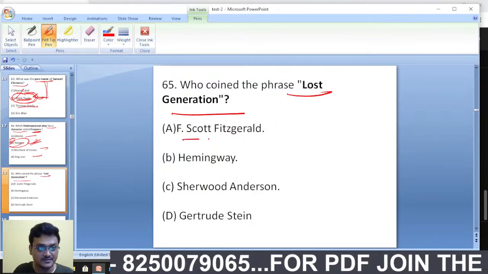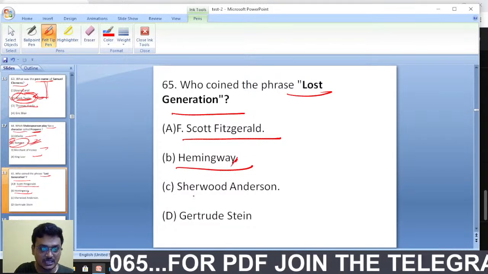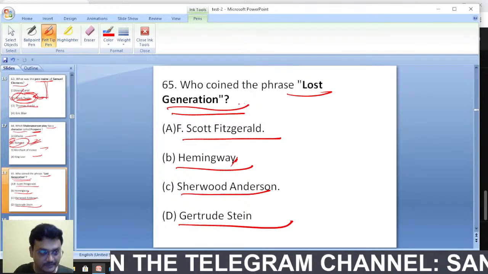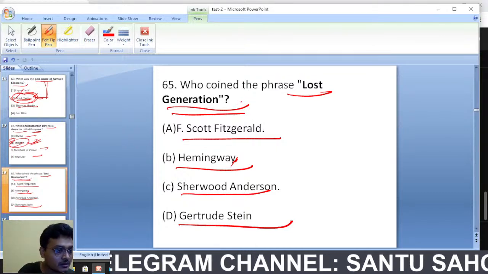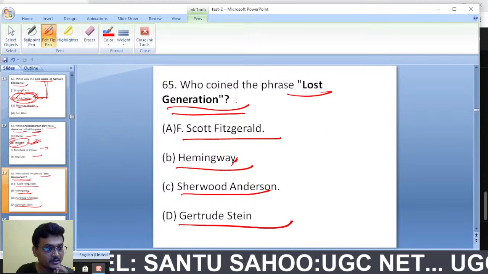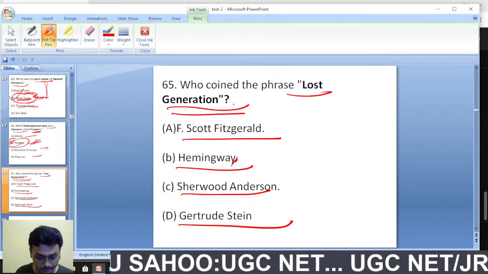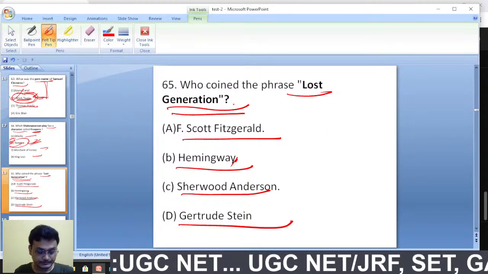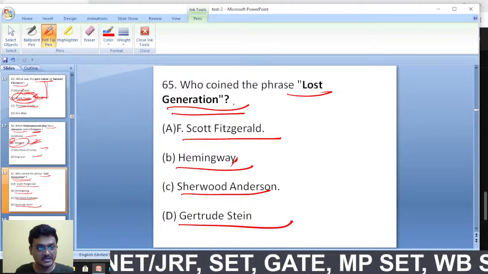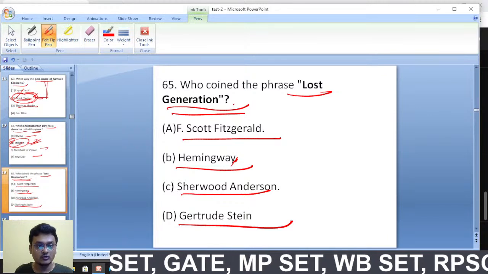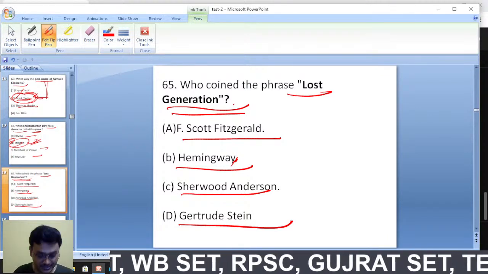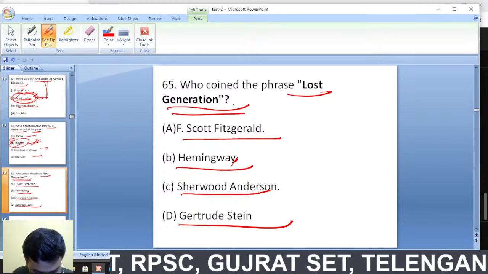Now, who coined the phrase lost generation? Yesterday I had discussed. F. Scott Fitzgerald, Hemingway, then Sherwood Anderson, Gertrude Stein. Who has coined the phrase lost generation? Exactly, everyone. Prospero is from Tempest. Yesterday I discussed this question as well. Who coined the phrase lost generation here? Lost generation was coined by, exactly, Pradeep. Fantastic. Nandita as well. Fantastic.